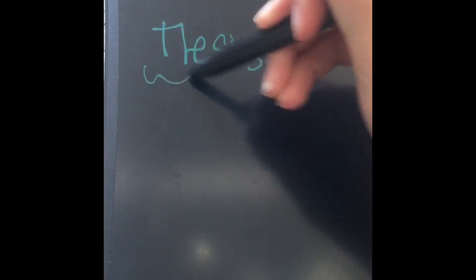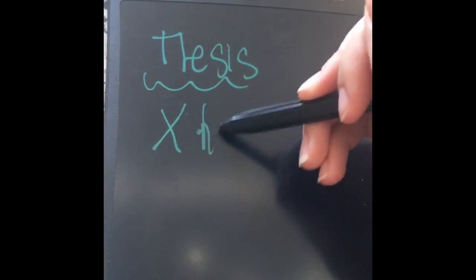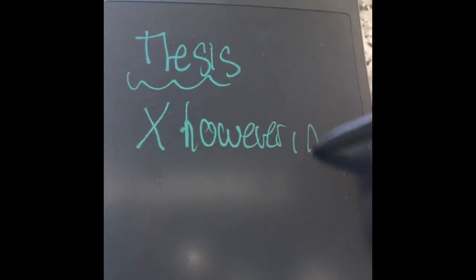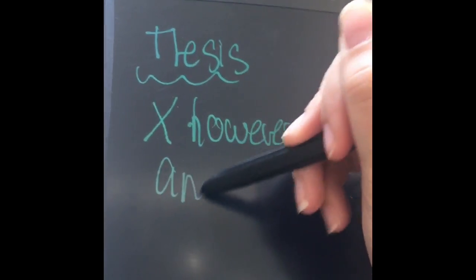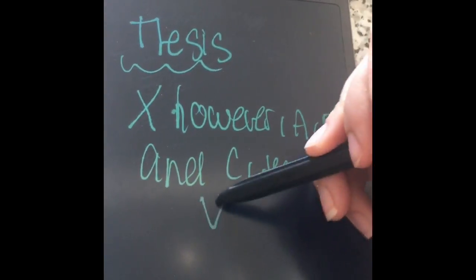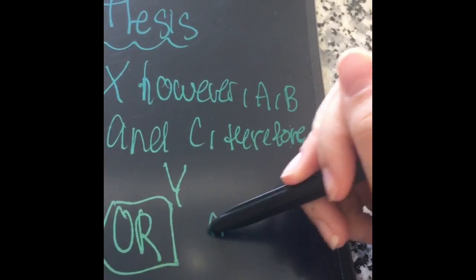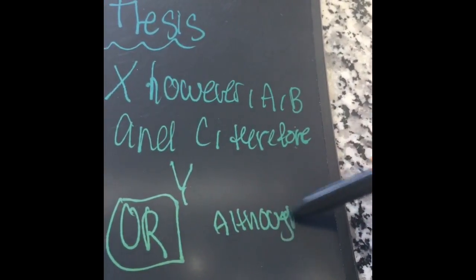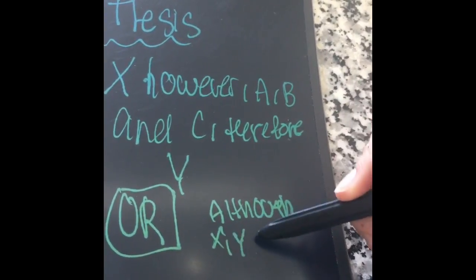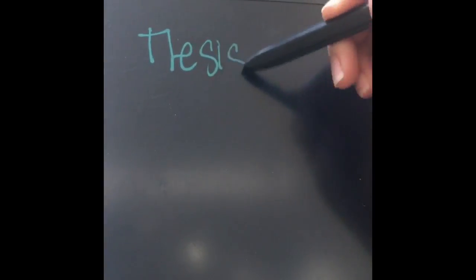There are basically 2 different ways to write a thesis. You can have a thesis that can be written: X, however, A, B, and C, therefore, Y. Or you can have: although X, Y, because A, B, C.